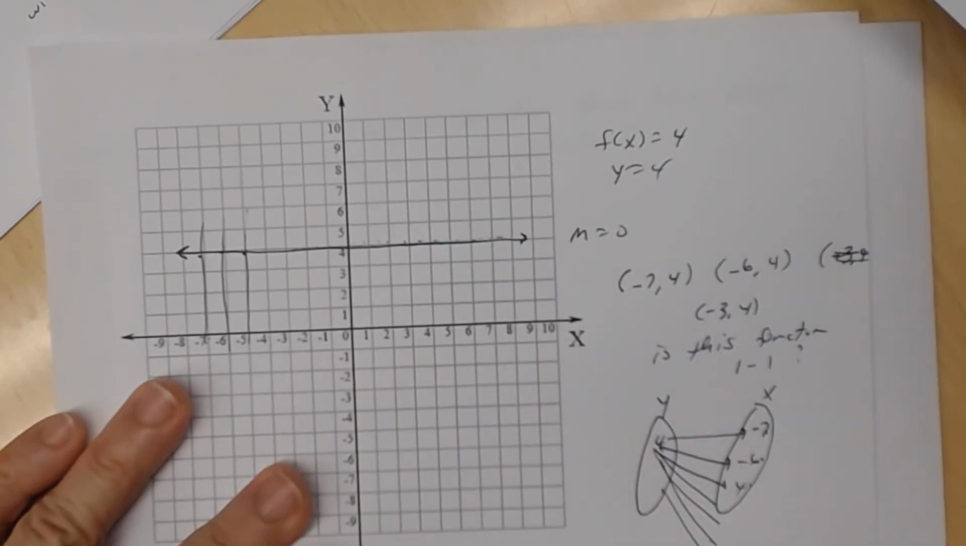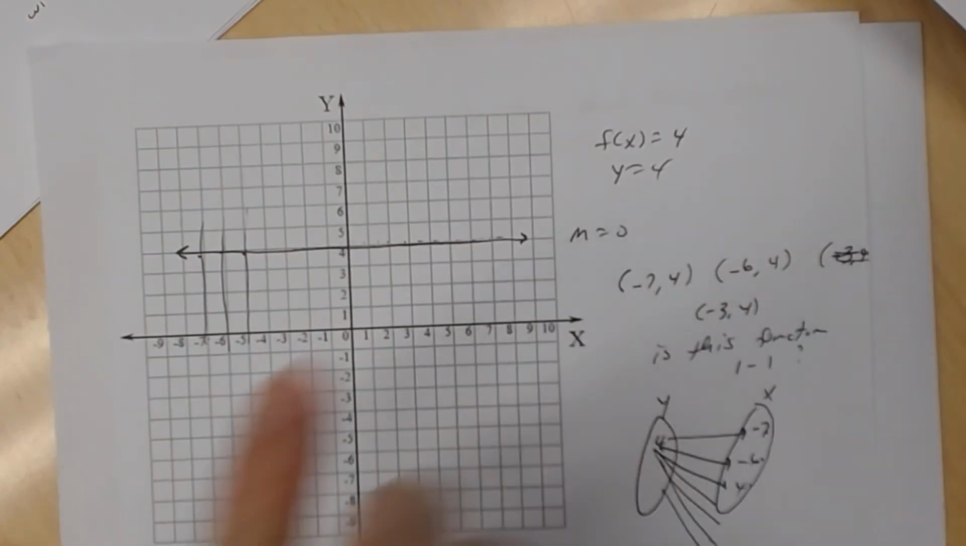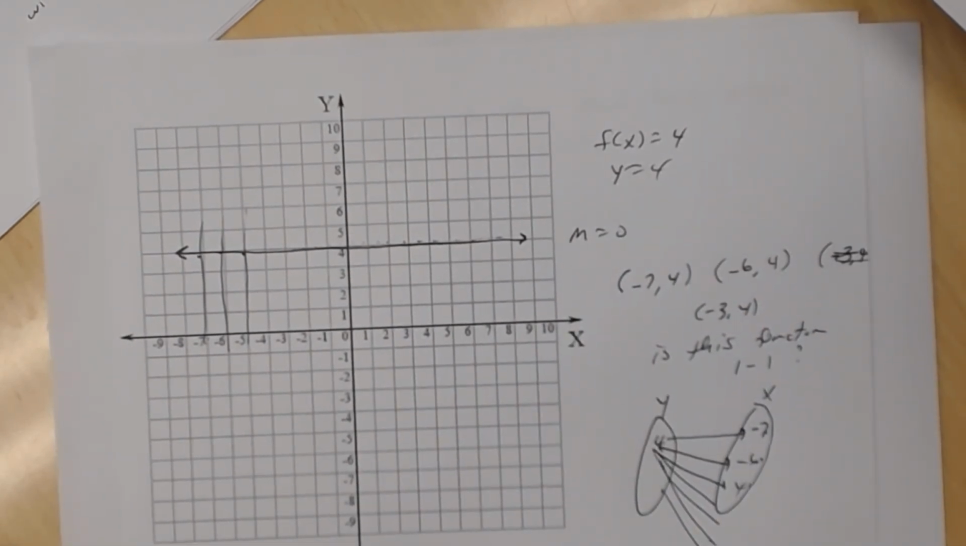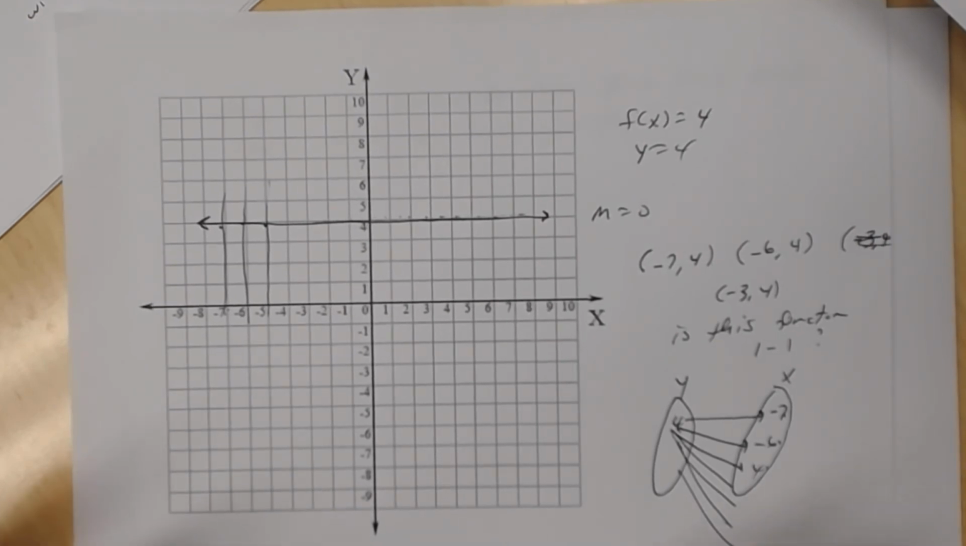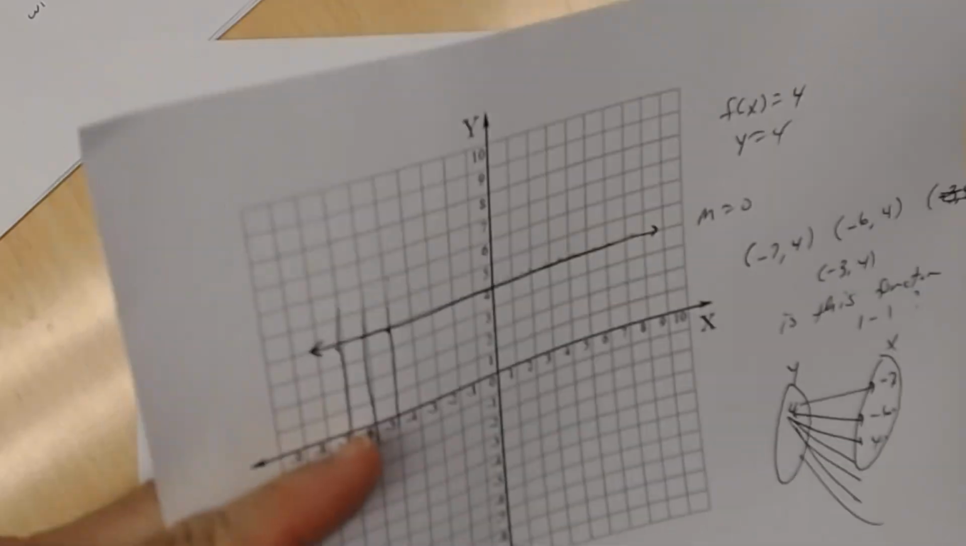Okay? So any linear function except those that are horizontal will be a one-to-one function and will have an inverse. All right, so that will take care of part 2 of this lesson. And what we're going to do next in part 3, here's what we're going to do in part 3.